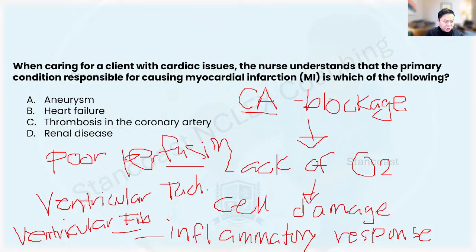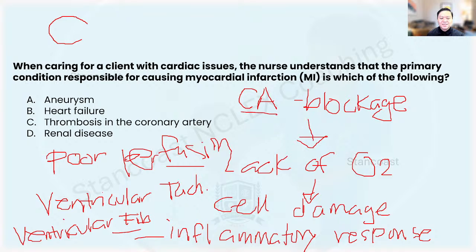Hello, everyone, for those who just joined in, welcome back to our session today. We are talking about myocardial infarction, and we just started answering the first question. Our answer for this test item is letter C. I was ready to put letter A, but our answer is letter C, thrombosis in the coronary artery. I hope this is simplifying your understanding of myocardial infarction, and we'll try our best to make it more understandable and easy to digest.